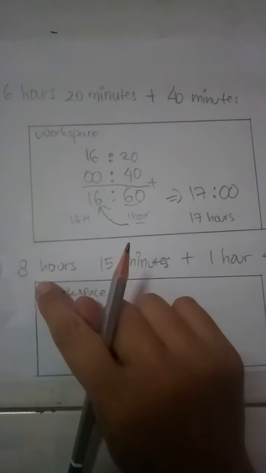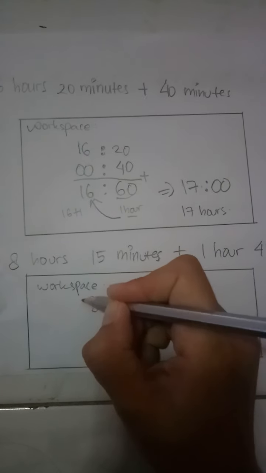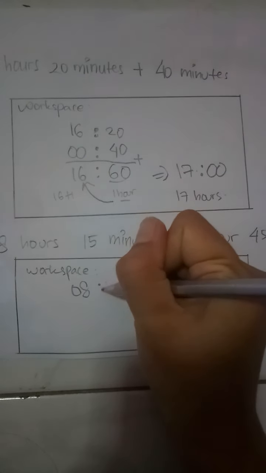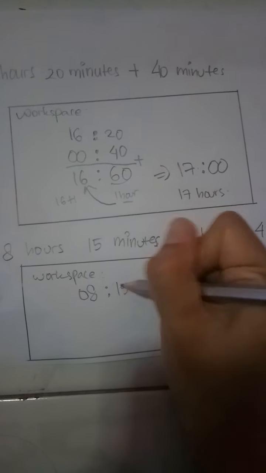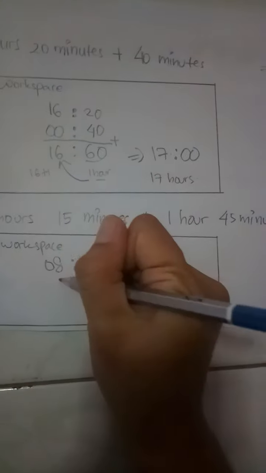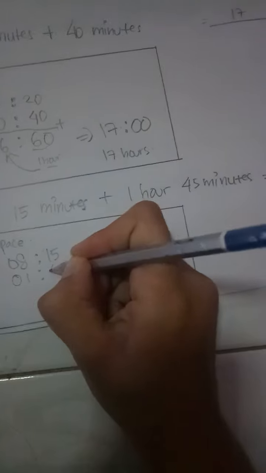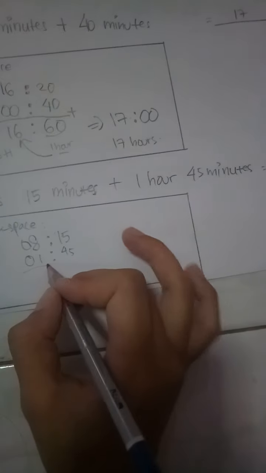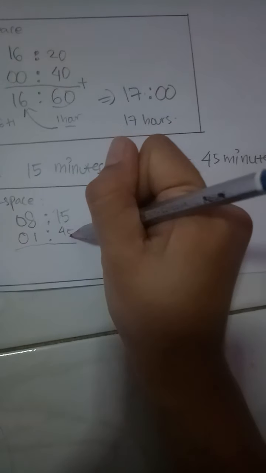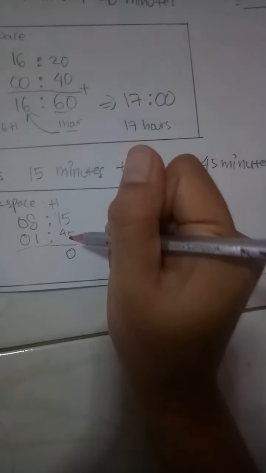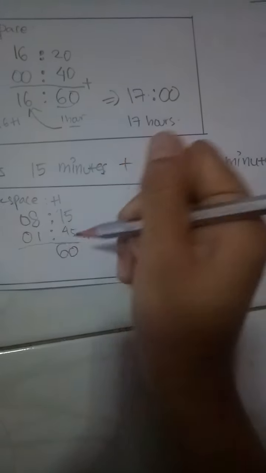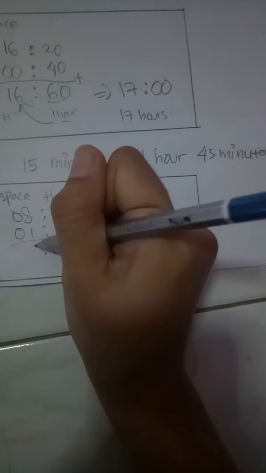part B, 8 hours. You write down like this. 8 hours 15 minutes plus 1 hour 45 minutes. 1 hour 45. Okay, and then you add them. 5 plus 5, 10. 0 at the bottom, 1 at the top. 1 plus 1, 2 plus 4, 6. 8 plus 1, 9. Okay, like this.